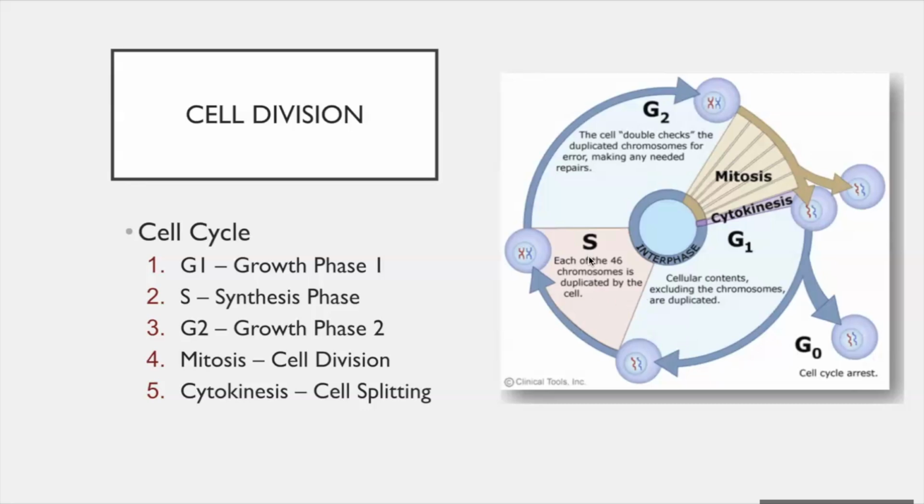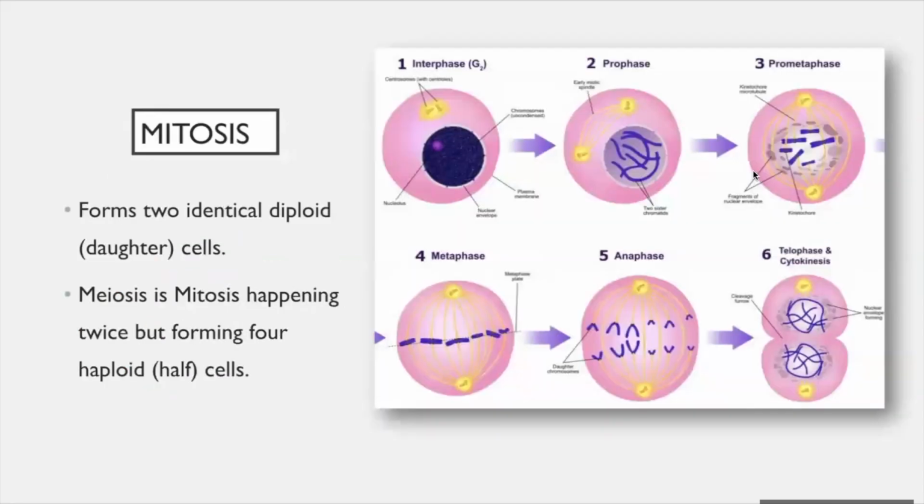Next, the S phase, the synthesis phase. Each of the 46 chromosomes are duplicated by the cell. Next is G2, growth phase 2. The cell double checks the duplicated chromosomes for error, making any needed repairs. G1, S, and G2 are known as interphase. Then mitosis, which is cell division, and cytokinesis, which is cell splitting. So as you can see, mitosis is only a fraction of the cell cycle.